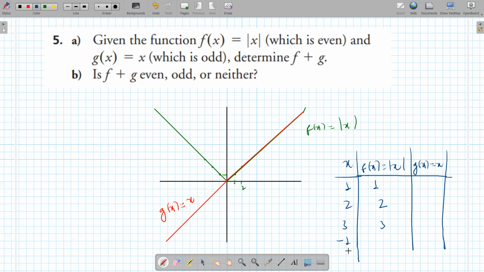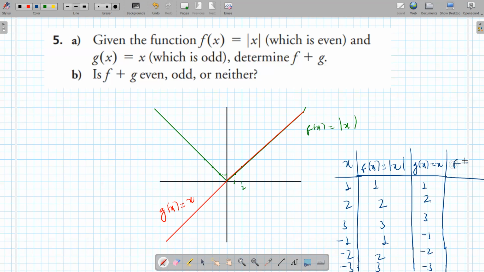For f of x, what's the absolute value of negative 1? It's 1. Correct. Negative 2 would be 2. Negative 3 would be 3. Yeah, you see that pattern? It's always going to spit out a positive value. Whereas g of x equals x, it's just going to take whatever the x value is. So if x is 1, it just takes whatever the x value is. You can see that from the graph as well.